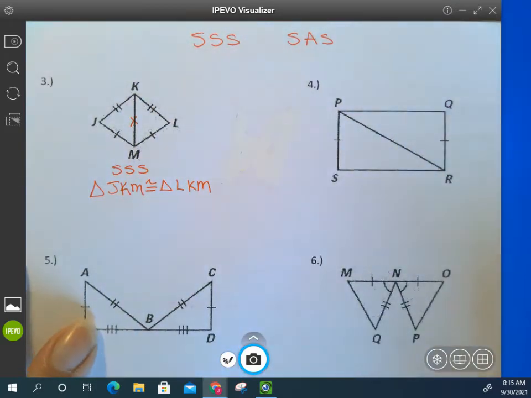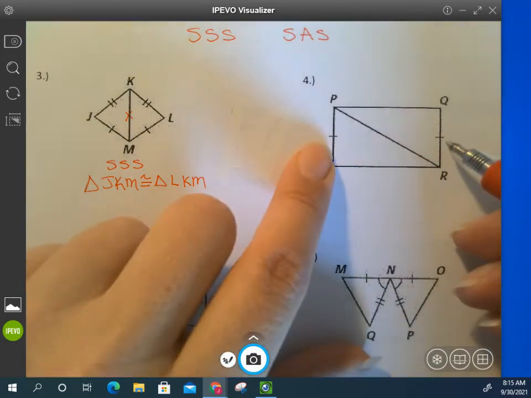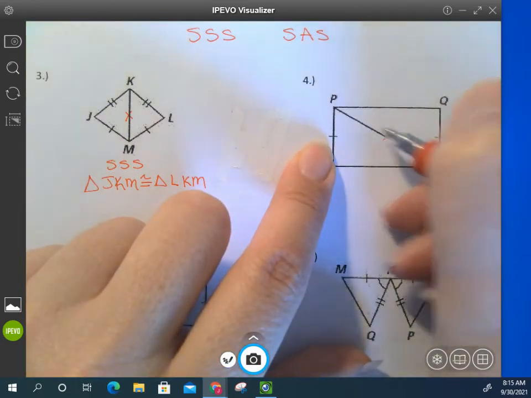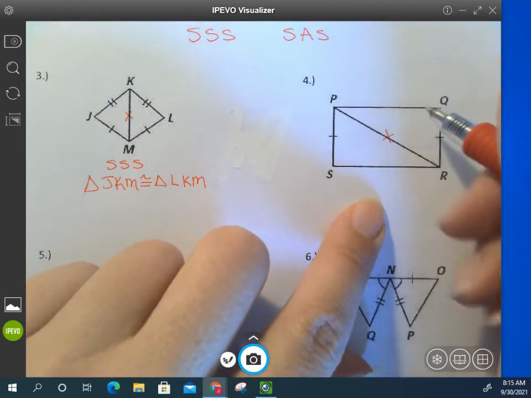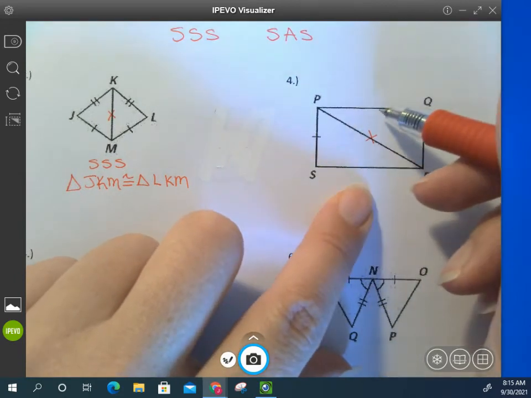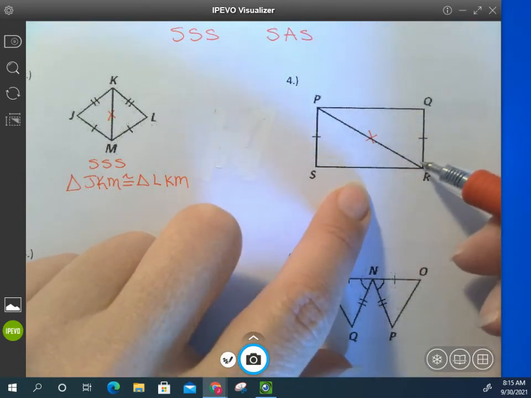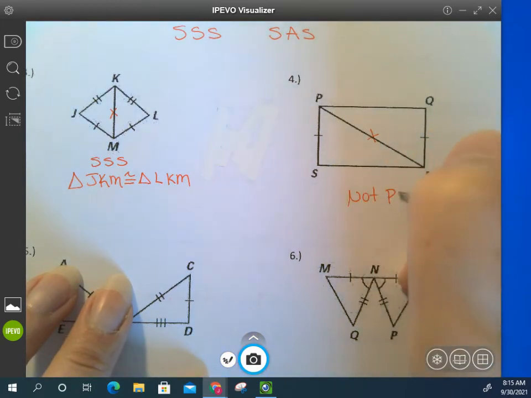All right, how about number 4? Well, here's what I do know. I know this side is congruent, and I know this is congruent to itself. But do I have a third side? It doesn't matter that they look congruent, that's not marked, and we're not told anywhere. So we don't have a third side. Do I have an angle included? No. So this is not possible. As in, they could be congruent, but it's not possible for us to prove it. Does that make sense? So when I say not possible, it's not possible for us to prove it.